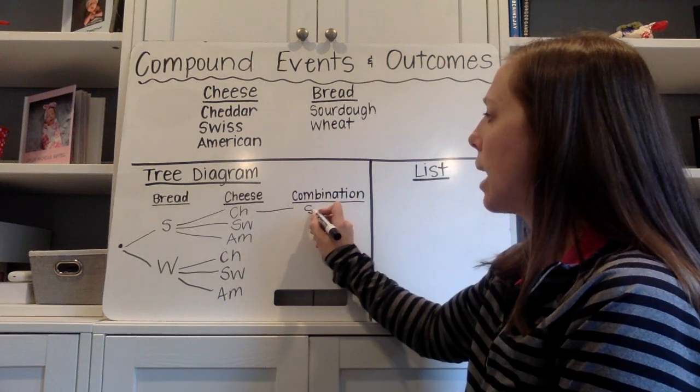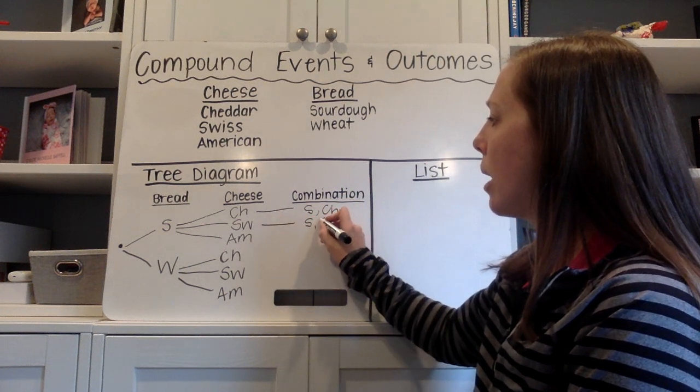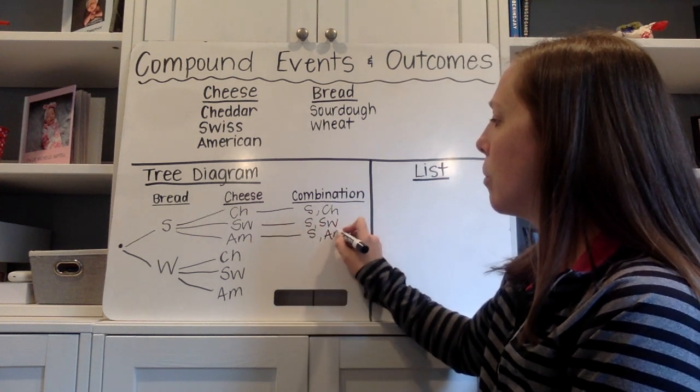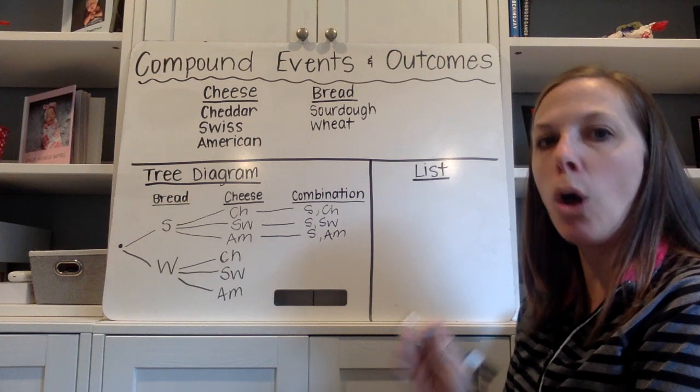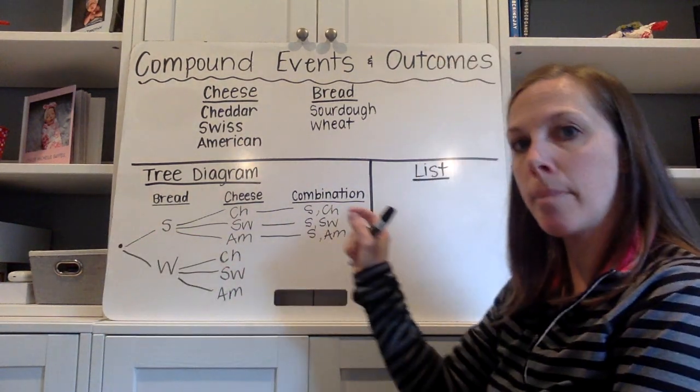This would be sourdough bread with cheddar cheese. This one is sourdough bread with Swiss cheese. And then sourdough bread with American cheese. So all I'm doing is rewriting. If I start over here at my starting point and I'm following my path.